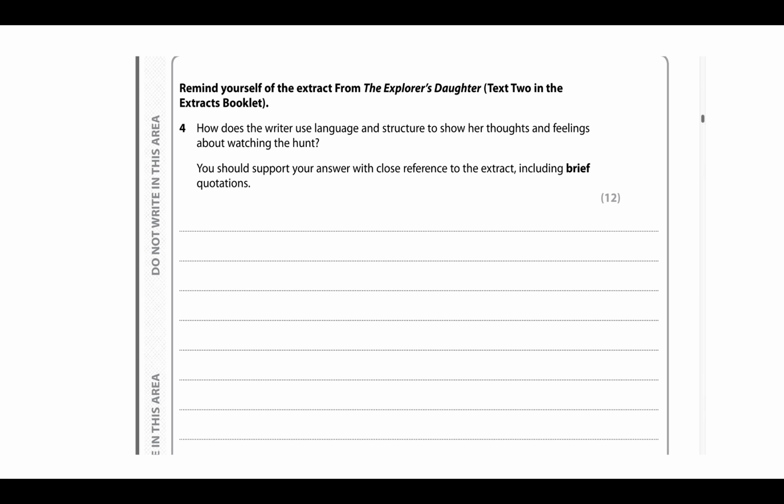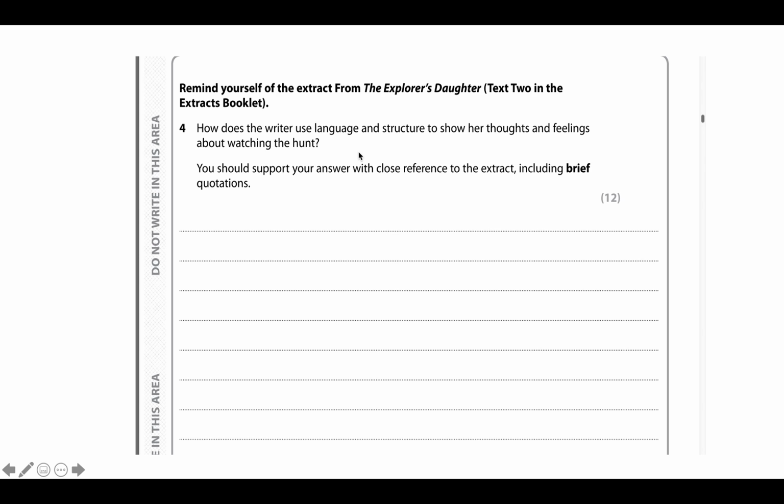This is how it will look when you complete the examination. And the good thing about this exam is it's always structured in the same way. Question 4 will always be written in this way. No matter what the text is, it could be any one of those 10 texts from the first part of the anthology that you will have covered with your teacher. This year, the year of the exam that I've picked, is The Explorer's Daughter, and then that becomes text 2 in the booklet you were given in the exam. So how does the writer use language and structure too? The question always has that starter, so you know exactly what to prepare for.